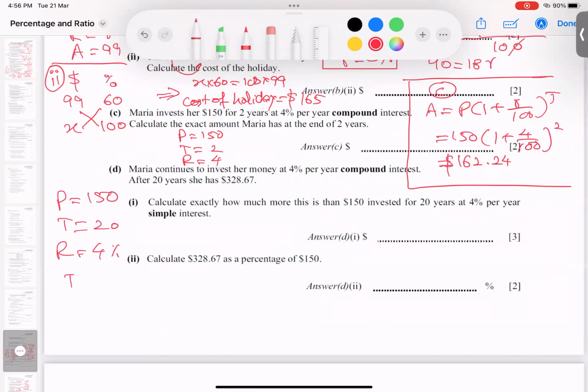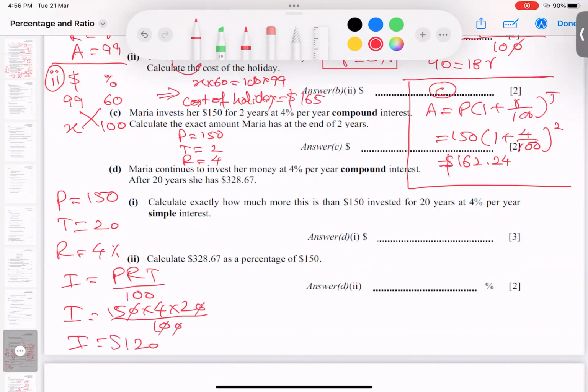I am finding I equal to PRT over 100, my students. I is becoming what? 150, rate is 4, time is 20 years, over 100. Using the calculator, this zero cancels. So 8 times 15, he gets a profit of $120. How much money is the amount at the end of 20 years? P is the investment, the original money, and I is the profit.